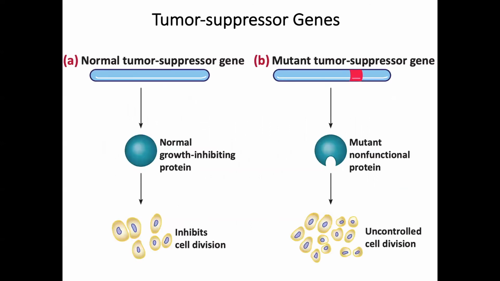Here, this slide quickly shows you that in A, a protein encoded by a normal tumor suppressor gene can inhibit cell division. This is the protein, inhibit cell division. And then if the protein is encoded by a mutated tumor suppressor gene, it can fail to inhibit cell division. And then the cells are uncontrolled to divide into more and more cells.